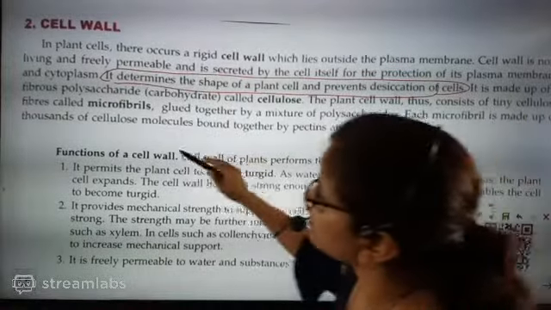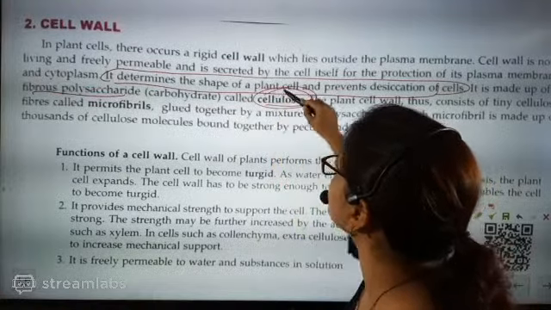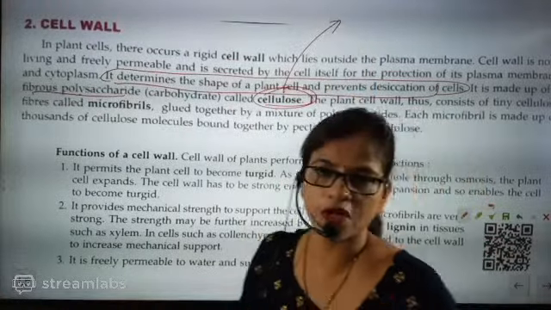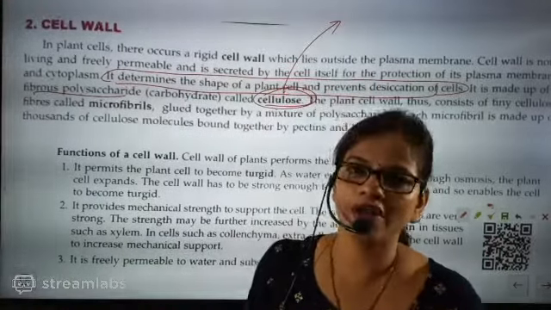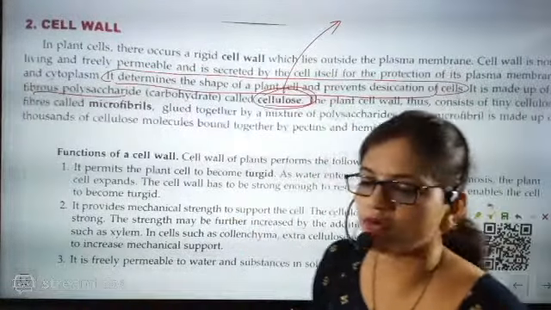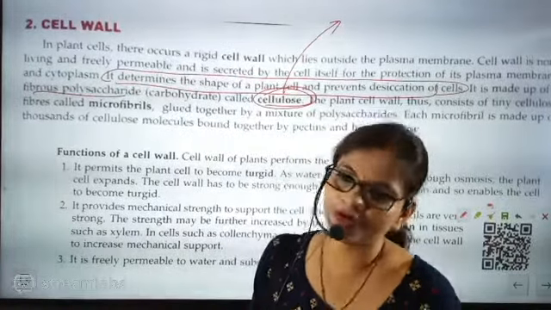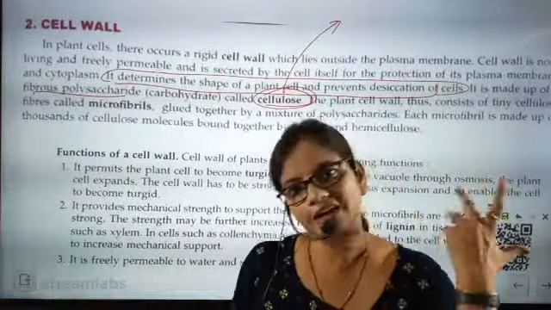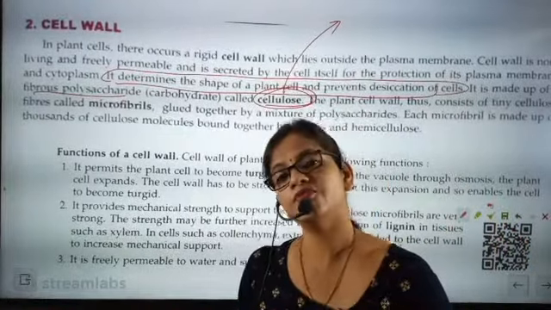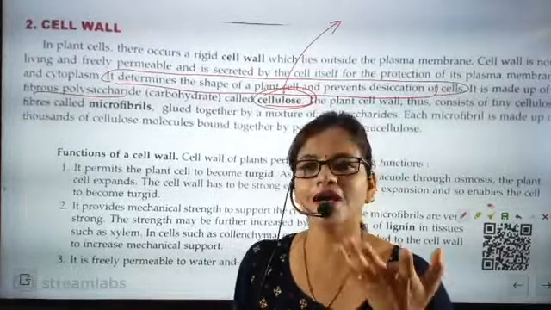It is made up of a fibrous polysaccharide called cellulose. Definitely, beta, the cell wall is made up of cellulose. Cellulose is a type of carbohydrate, a complex carbohydrate. Just remember this one. If someone asks what the cell wall is made up of, then in higher classes you write that it is a complex fibrous polysaccharide, that is, a carbohydrate.